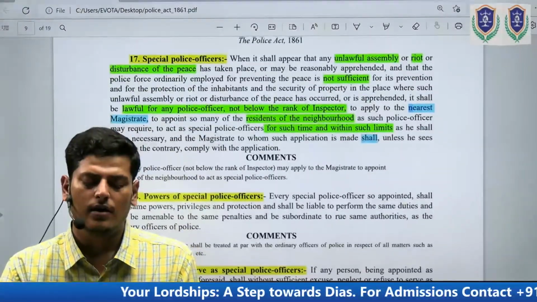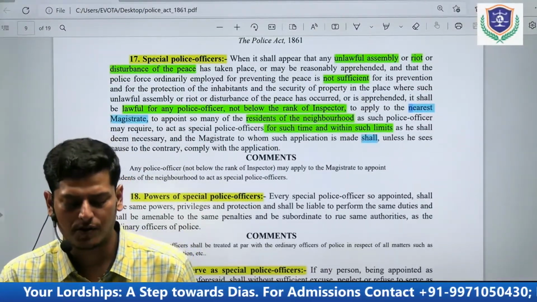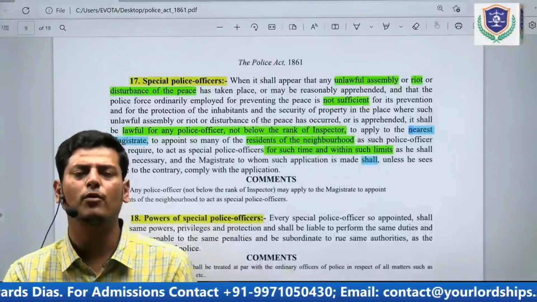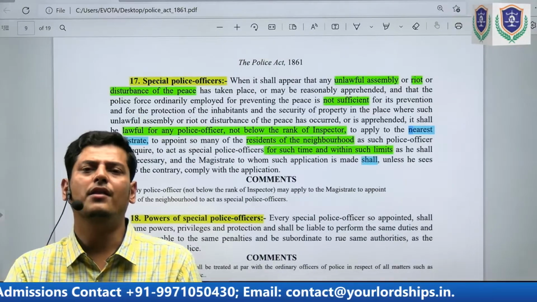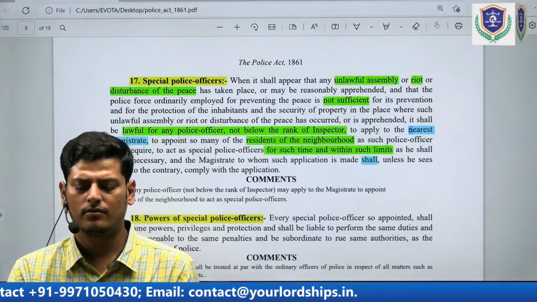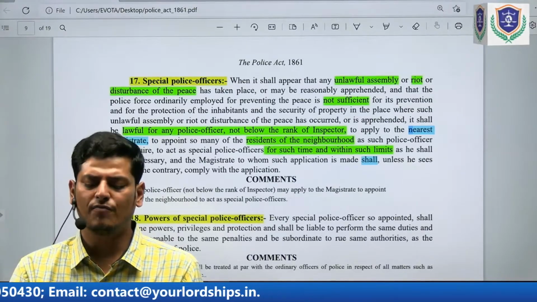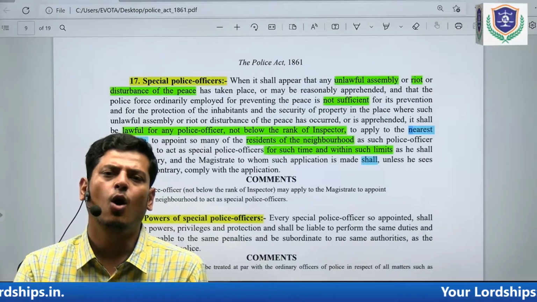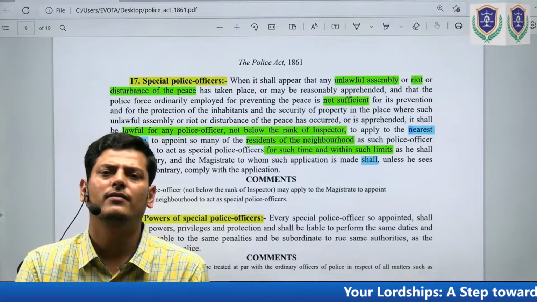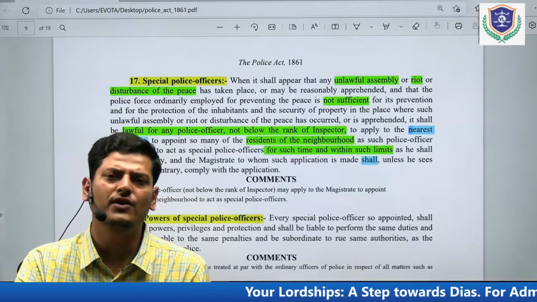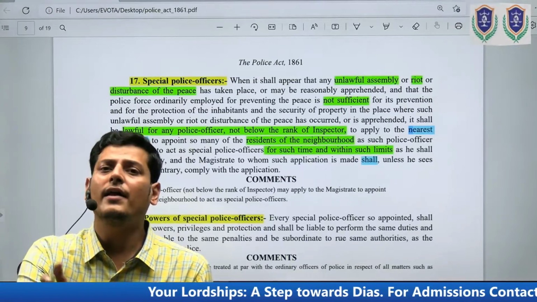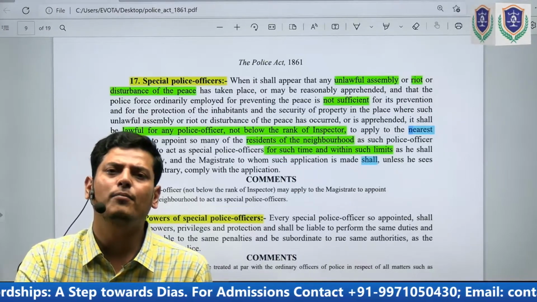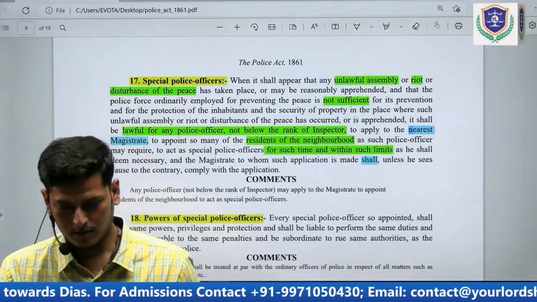Now we come to special police officers. 17, 18, 19. स्पेशल पुलिस ऑफिसर में मैंने आपको बताया था कि कैसे ऐसा ही एक एरिया है जहां पे जो है ब्रीच ऑफ पीस या अनलॉफुल असेंबली राइट, डिस्टर्बेंस ऑफ पीस ये एप्रीहेंडेड है, और जो एग्जिस्टिंग पुलिस फोर्स है उस एरिया में इट इज इनसफिशिएंट, देन any inhabitant of that area, any resident of that area, can he be employed as a police officer? Answer is yes.